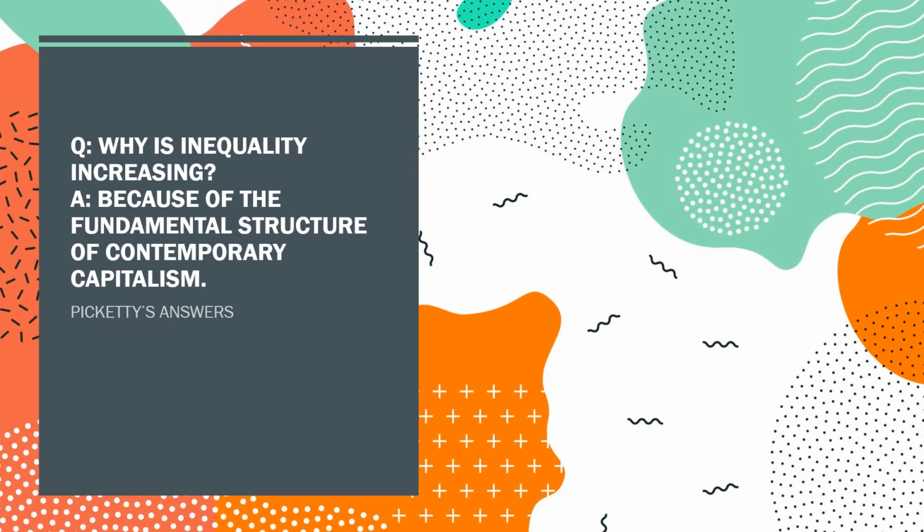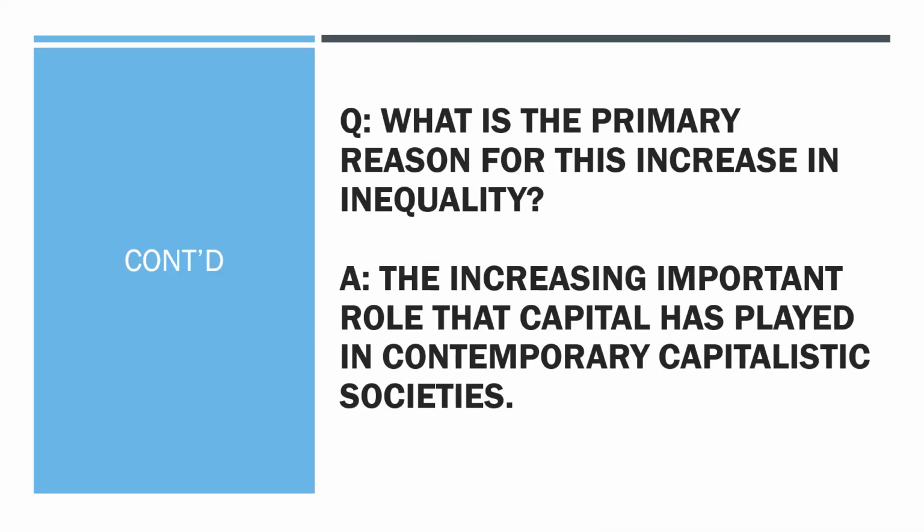So back to this question, the more general question: why is inequality increasing? Piketty wants to argue that it is because of the fundamental structure of contemporary capitalism, right? So what does that mean? We'll get to that in a short while. And then the second question, as we already discussed, what is the primary reason for this increase? He argues that it's the increasingly important role that capital has played in contemporary capitalistic societies.